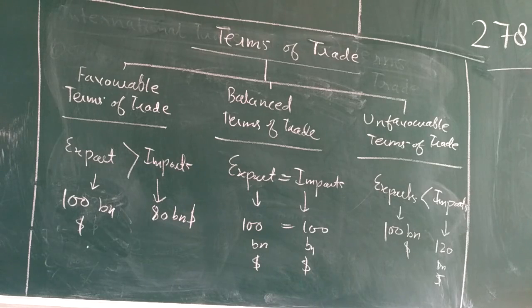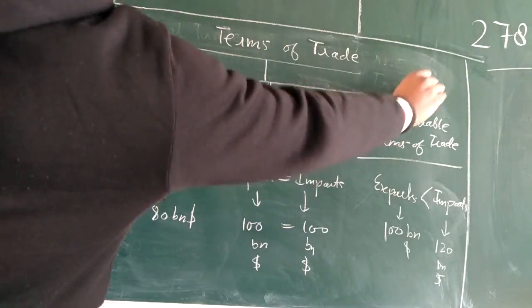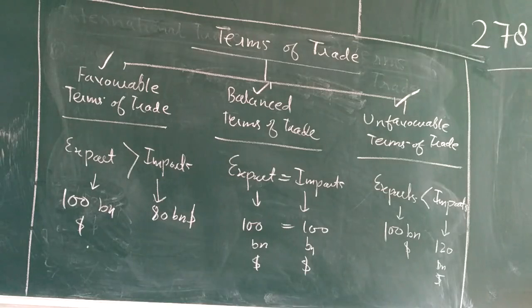Now let's come finally to unfavorable terms of trade. We have done favorable terms of trade and balanced terms of trade, and here we move on to unfavorable terms of trade. What happens in unfavorable terms of trade is almost the reverse or opposite of favorable terms of trade. Here you see exports are less than imports. Imports are more, exports are less. For a particular country, $100 billion is exports, and its imports are almost $120 billion. So imports are greater than exports.